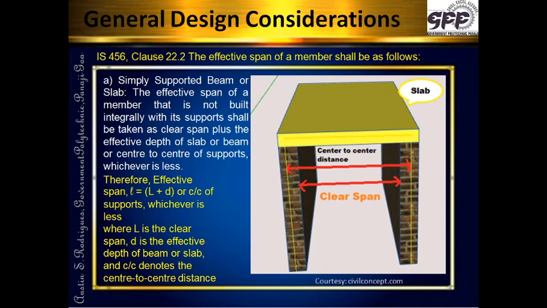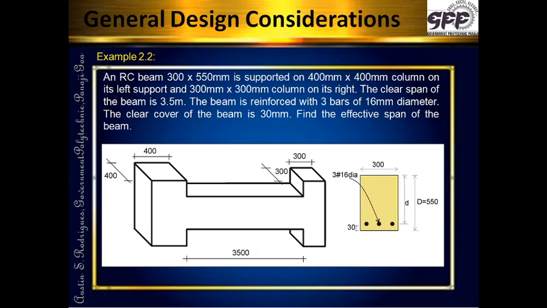So let us understand this particular concept in case of a simply supported beam. What is an effective span with an example? There is an RCC beam which is given to us. It is 300 mm by 550 mm. 550 mm is the overall dimension. It is supported on the left hand side by a column which is 400 mm by 400 mm and a 300 mm by 300 mm column on its right hand side. Let us assume that the supports and the beam are not integrally cast. What I mean to say is the connection between these two are independent. The beam and the support is independent.